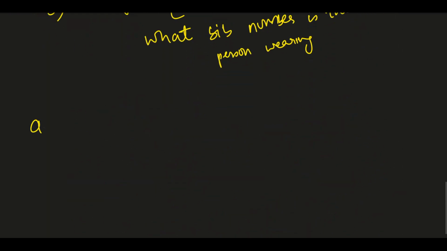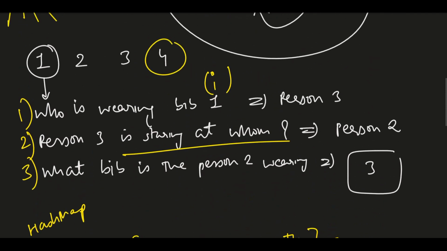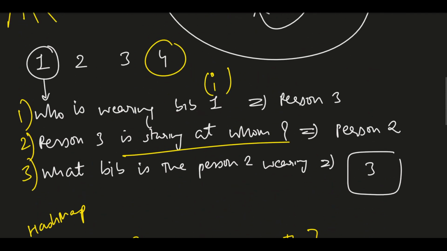Now how will we find the answer? First of all, I will find the person with bib i. That is the first thing we need to find: who is wearing bib i.